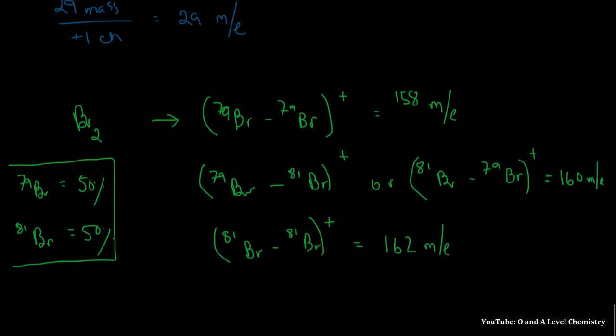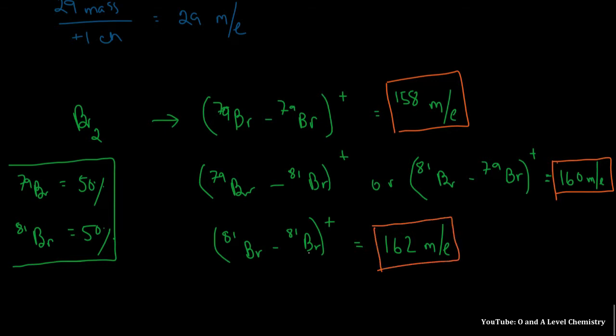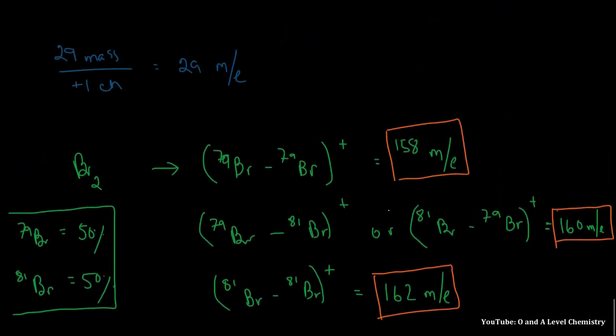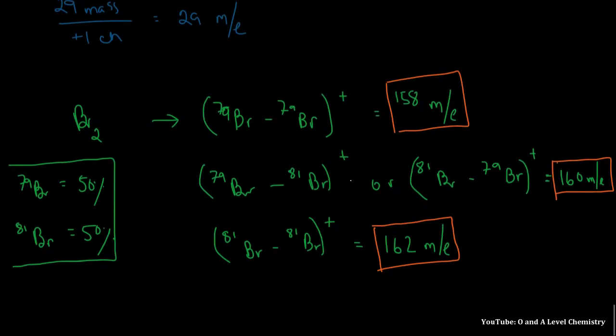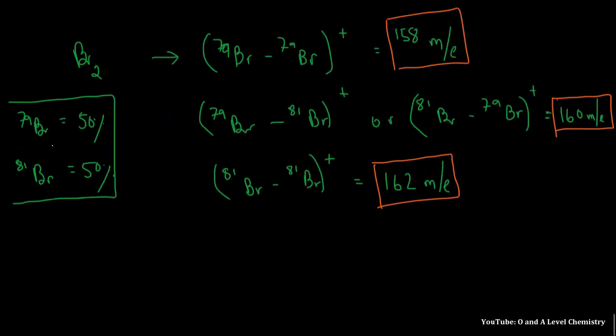So let me highlight them. This is the 158, 160, and 162. So I know that inside the mass spectrometer, I'm going to see at least three peaks for the Br2 molecule. But what about their heights? So I know that they are each 50%. The probability is half, right? So we can calculate this.